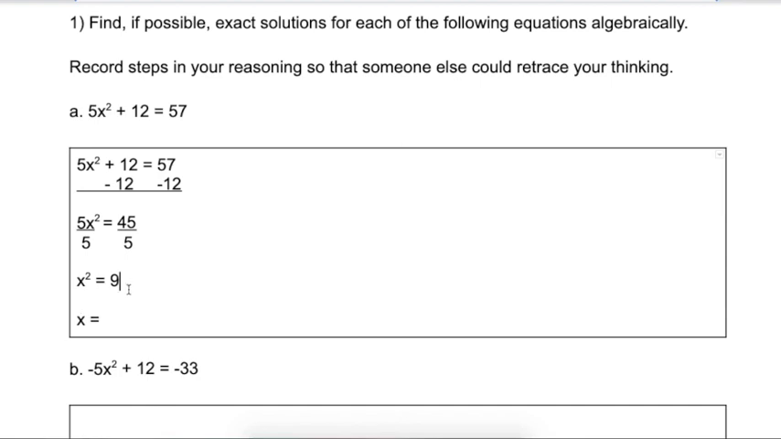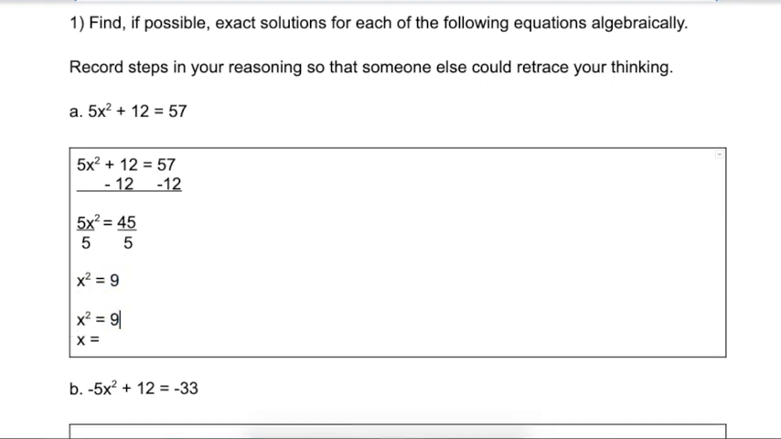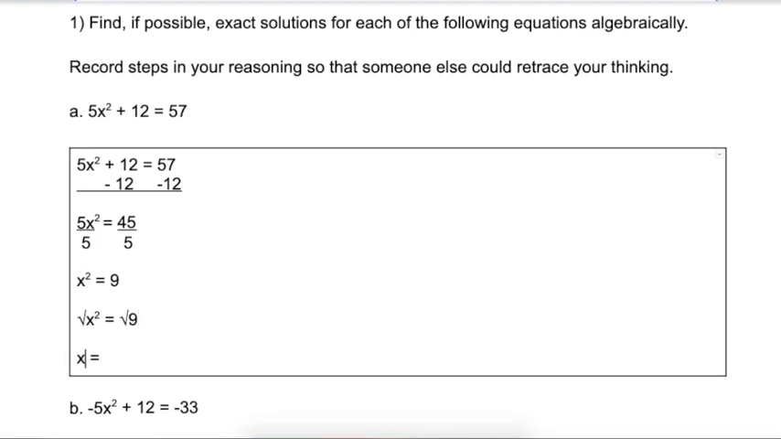When I take the square root of both sides, so I'm going to square root x squared, and I'm going to square root 9. When I take the square root of both sides, the square root of x squared, of course, is x. And the square root of 9 is 3. But wait, there's more. Because remember, we're always looking for two answers when solving a quadratic.